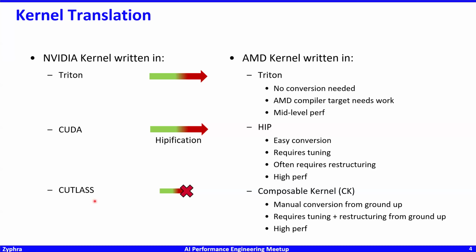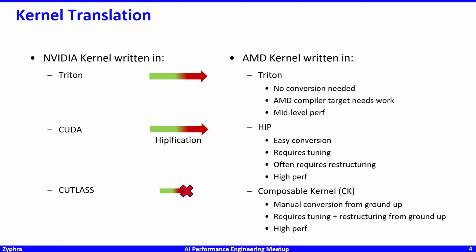And then lastly, I just want to talk a little bit about Cutlass and composable kernels. So these are totally separate, no easy conversion at all. So you have to manually convert these kernels from the ground up to and from. After all the tuning, restructuring, and building from the ground up, this is probably the easiest to get high performance.